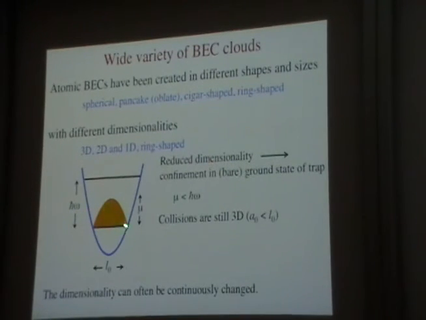If this is tight enough, then nothing that's happening in the cloud can excite any motion in the tight direction. And so you consider the direction to be frozen out. In this way, people have made 2D BECs. If you squish down two dimensions, you get 1D BECs.